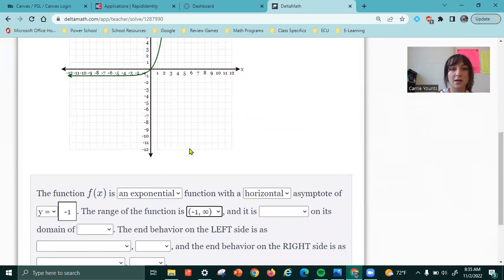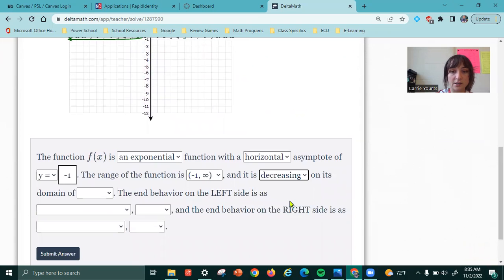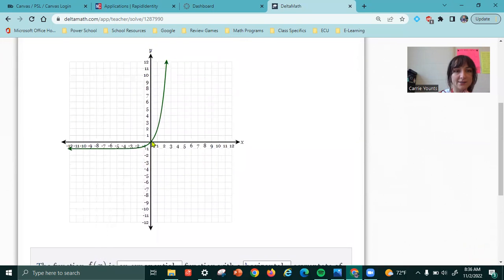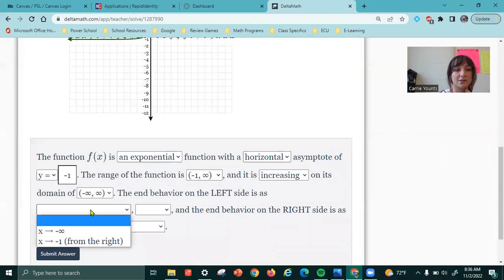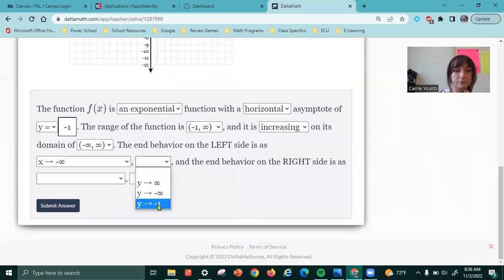to positive infinity. And if I were on a roller coaster starting from left to right, I'd be increasing all the time. So it's increasing on its entire domain of -infinity to positive infinity. This is for all exponential functions, so you can just put that in there. The end behavior, as I move to the left, so as my x values get really, really, really negative, my y values are going to go towards -1. So they're just going to be leveling off here at -1. So as x gets really negative, y goes to -1.